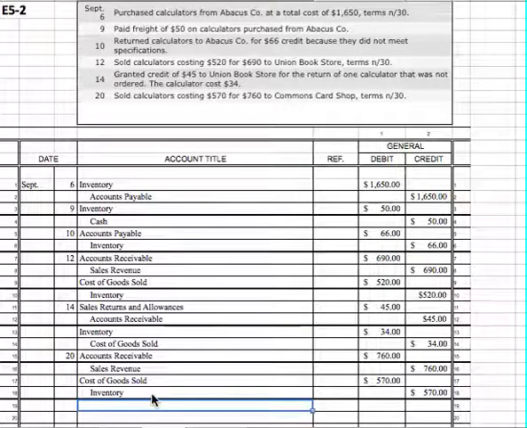Okay, so those are the transactions for exercise 5-2, which is the journalizing perpetual inventory entries. I hope it helps you.